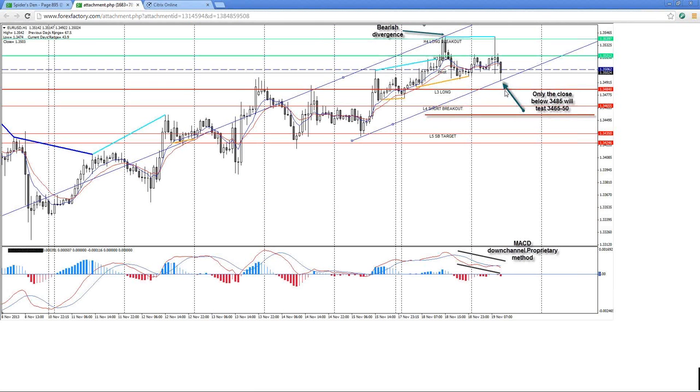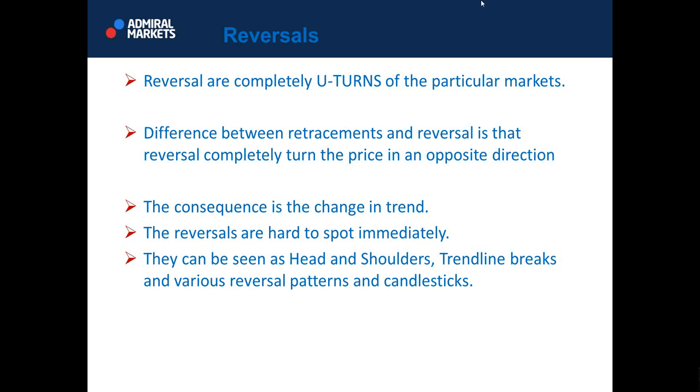34.85 has been retested. I saw that, and it went down to test 34.50. In this case, this is the example. Only the close below 34.85 will test 34, because this is the confluence of those levels in conjunction with L3 and equidistant lower boundary. Okay, so this also can be a trend line and reversal. It's maybe easier for you now to see. I will use another example.